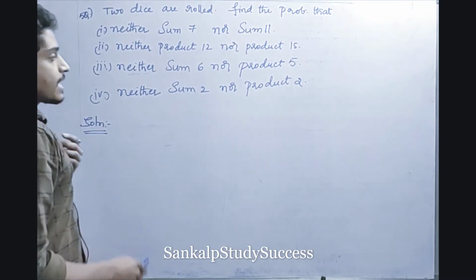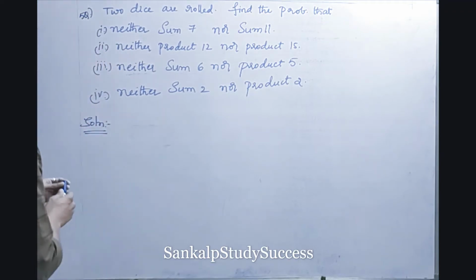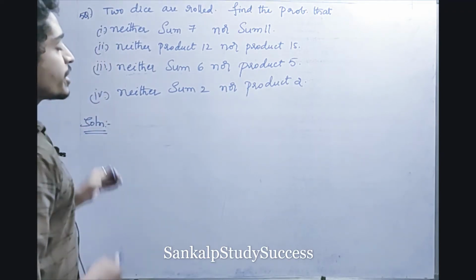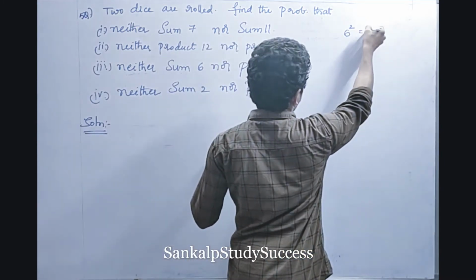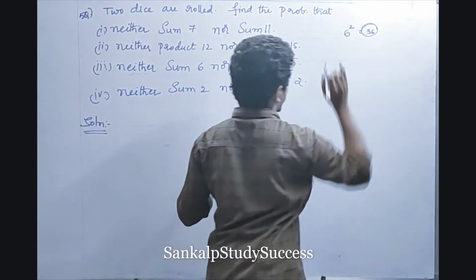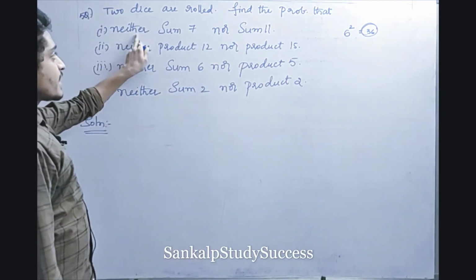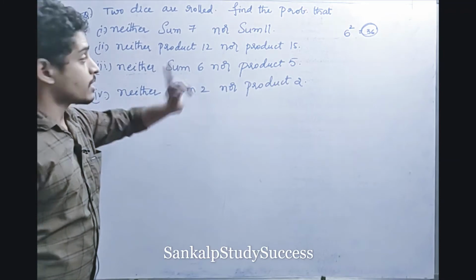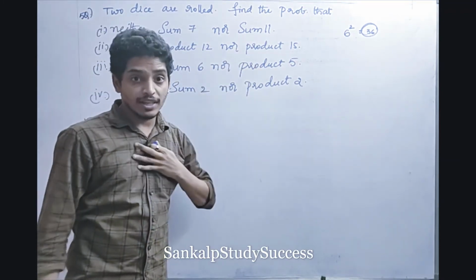So let us see another important question, friends. This is a very good model. See, 2 dice are rolled, find the probability. Fine, 2 dice are rolled means 6 outcomes each, so 36 total outcomes will be there, right or not? So what he is asking, find the probability that neither sum 7 nor sum 11 comes. Sum 7 should never come and sum 11 should never come. That is the probability that we need.